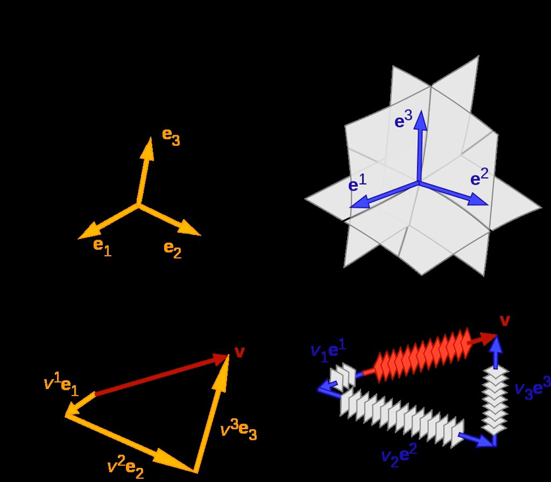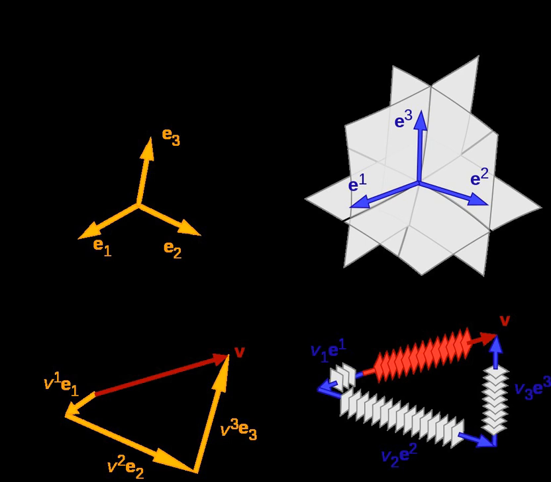Even when the e_i are not orthonormal, they are still mutually reciprocal: e^i · e_j = δ^i_j.